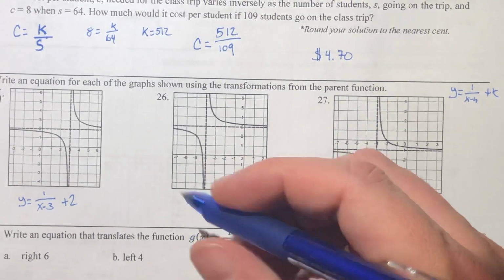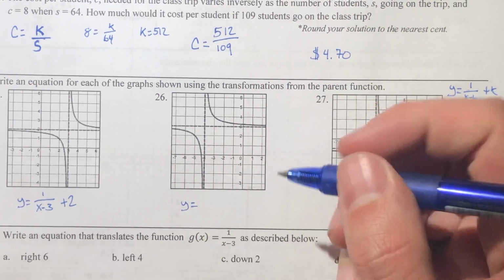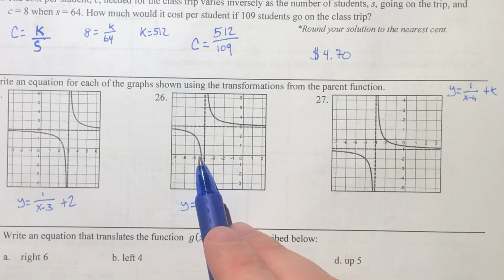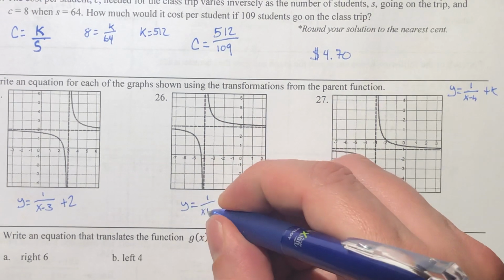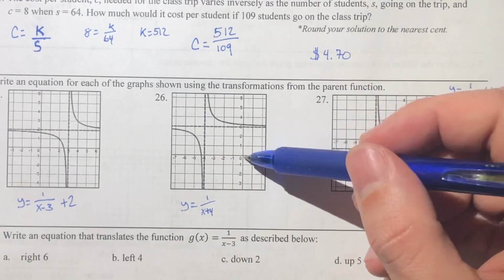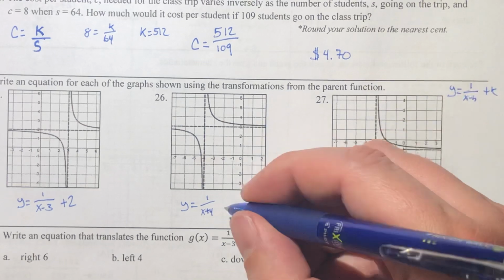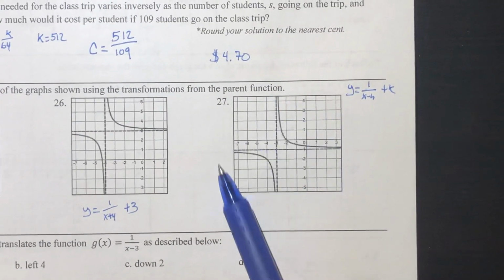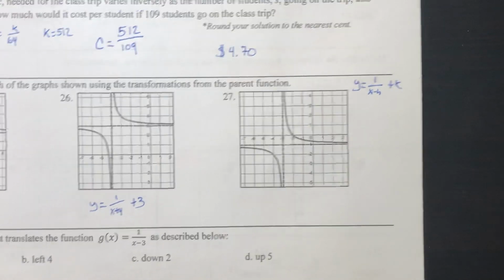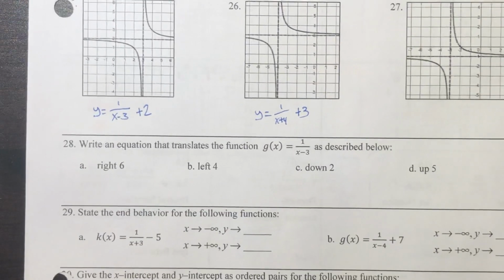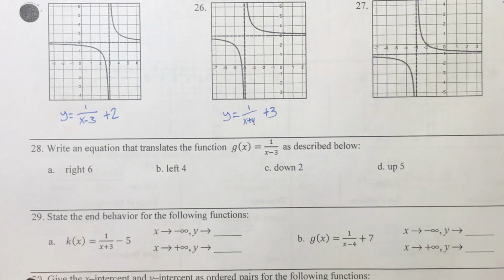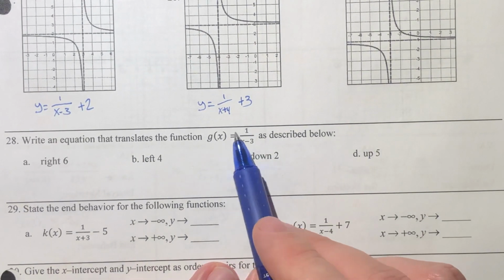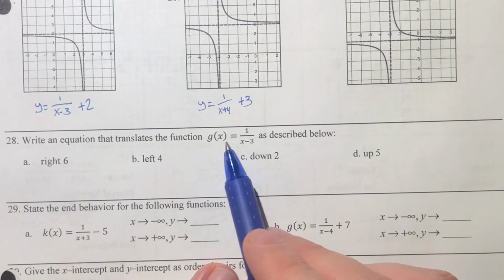This one, we have y equals 1 over x. It moved left 4, so it'd be x plus 4, and it moved up 3, so it'll be plus 3. I'll let you try 27 on your own. 28, we are starting at this equation.